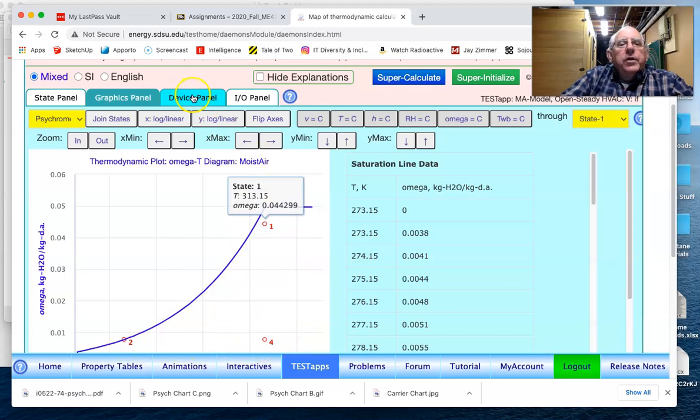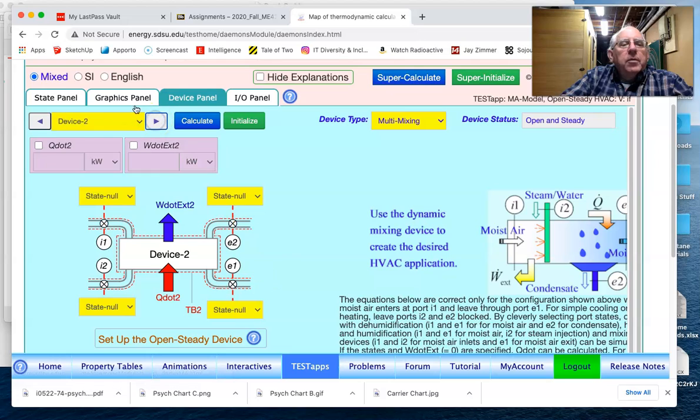And now what I want to do is I want to go to my device panel. I'm going to select a device panel that is from 1 to now 4 and 3.